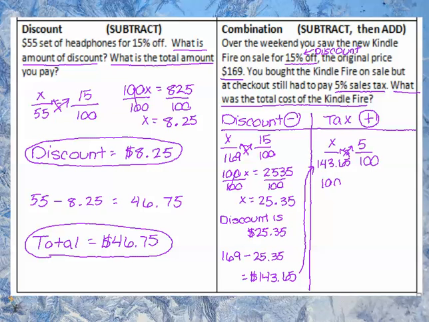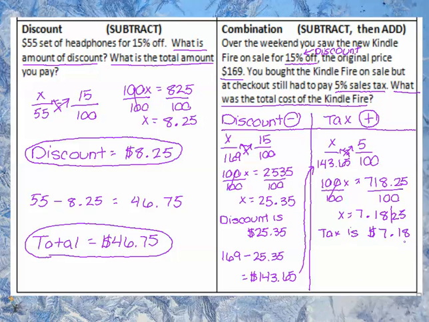So I cross multiply, I get 100x, and 143.65 times 5 gives you 718.25. Divide by 100 on both sides to get x by itself. I'm left with x is equal to 7.1825. So the tax is, and I have to round it to money, $7 and 2 spaces. The 2 does not bump the 8, and 18 cents.